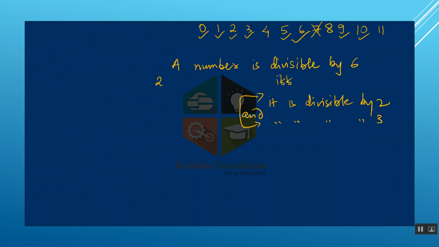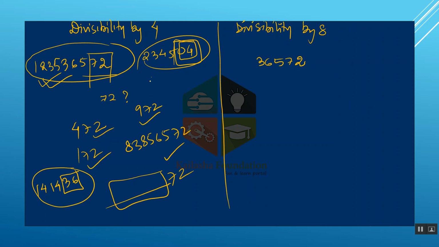1 2, oh sorry, 1 2 1 2 1 2 1 2 is divisible by 4. Yes. 3 5 6, 56 is divisible by 4. So the number is divisible by 4.